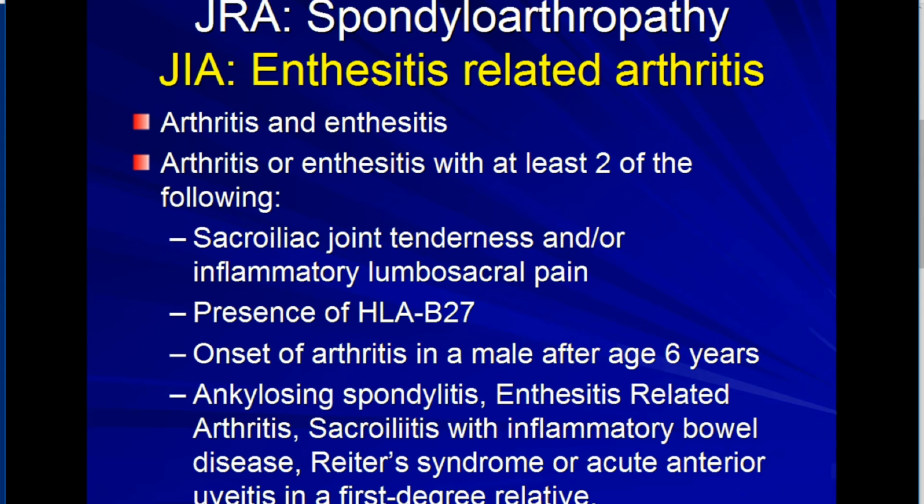So now the spondyloarthropathies, what we used to call in JRA, in JIA are called the enthesitis-related arthritises, right? So these are the HLA-B27 conditions. These are the axial arthritises, right? So typically they'll have SI joint tenderness or lumbosacral pain. Their HLA-B27 is positive. This is why I'll send an HLA-B27 on some of these patients. Usually it's onset of arthritis in a male after age 6. Ankylosing spondylitis is one of these conditions. Sacroiliitis with inflammatory bowel disease, Reiter's syndrome, can't see, can't pee, can't dance, right? Acute anterior uveitis in a first-degree relative.